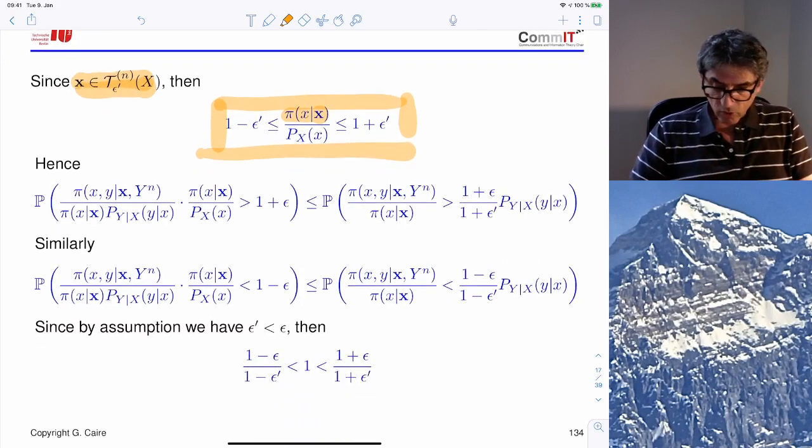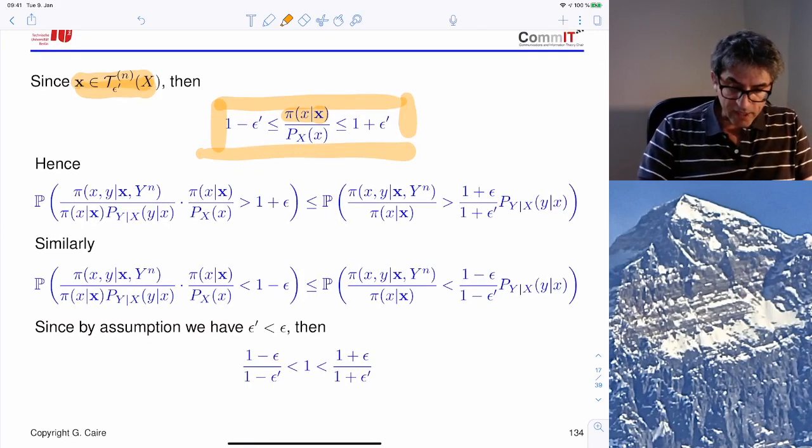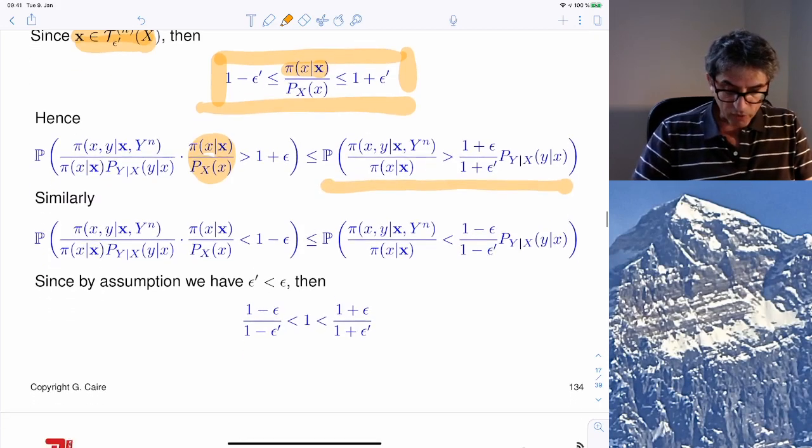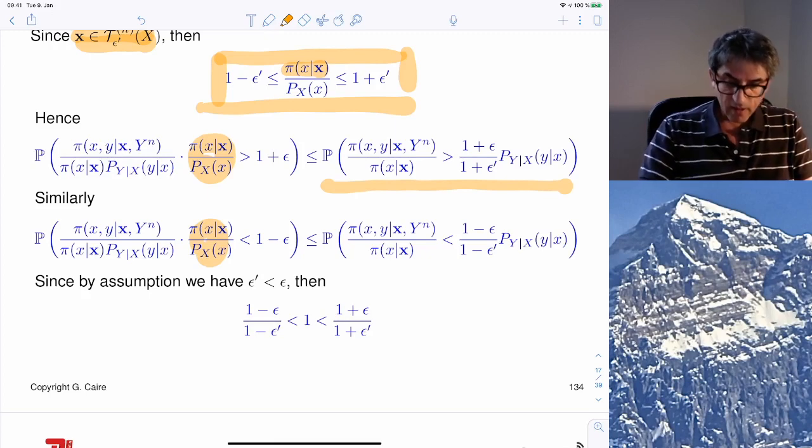So what we can do, we can simply, if we increase this factor by replacing the bound 1 plus epsilon prime, then we make this event bigger, and so we get an upper bound, okay? And if we decrease this factor by replacing it with the lower bound 1 minus epsilon prime, we make this event also bigger because the inequality goes in the other direction, and therefore we also have an upper bound here, okay?